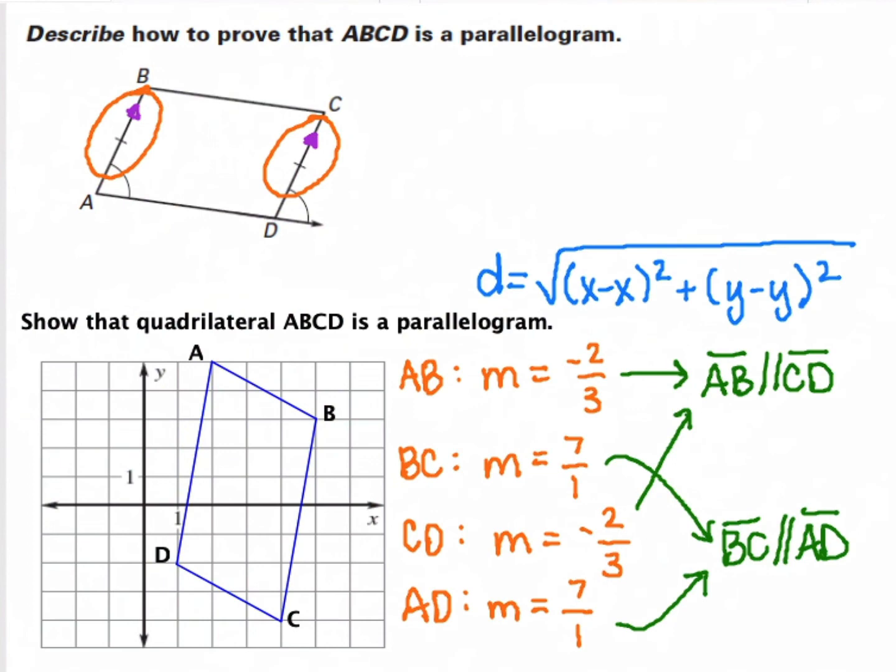Remember, I could also have used the distance formula to find the lengths of those 4 sides, because I know that if the opposite sides had been congruent, if those lengths had matched, that would have been another way that I could show that that's a parallelogram. And thanks for playing, everyone. Is this a parallelogram?